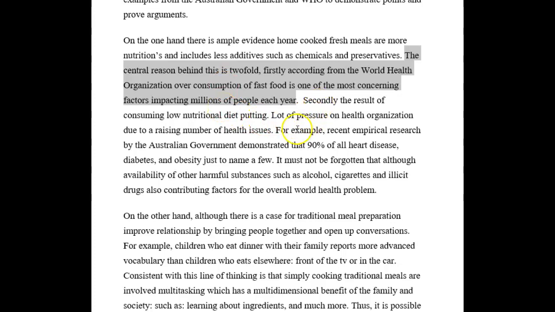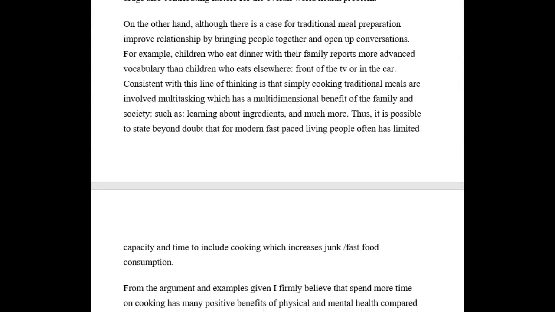And then this too is unrelated to this sentence. So I'm finding that you're not using sentences that are related to one another in a logical manner, and this is going to affect your task achievement score. So as I said, the paragraph has some problems.